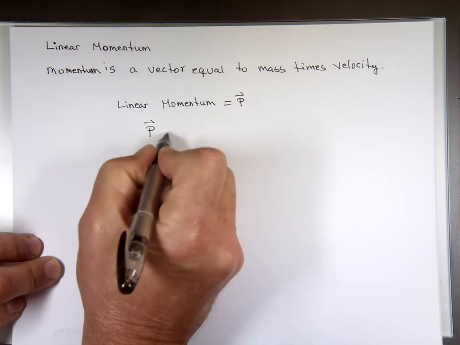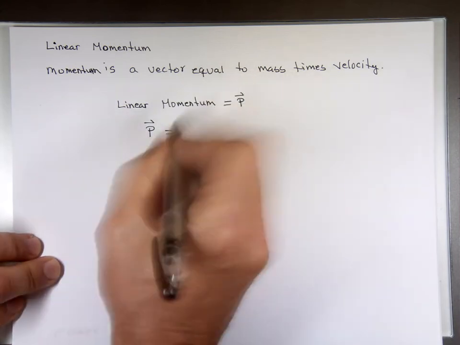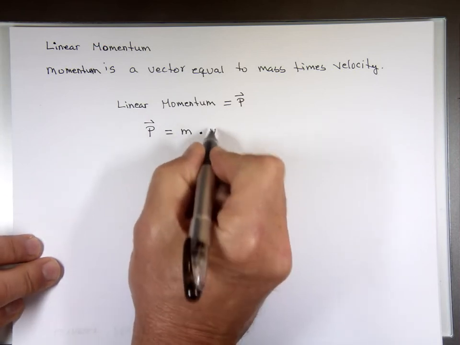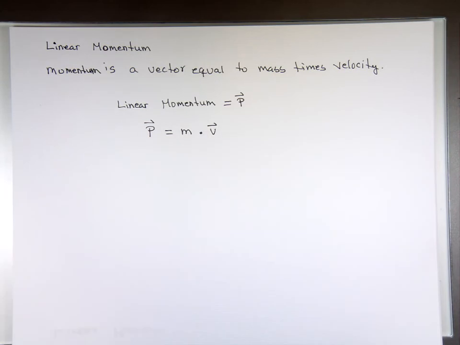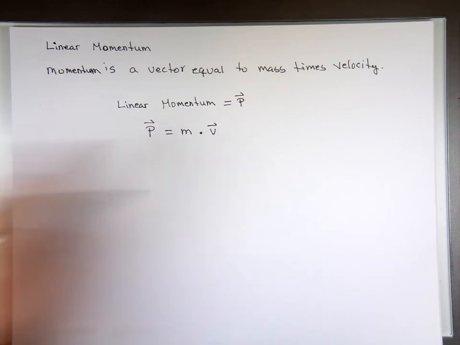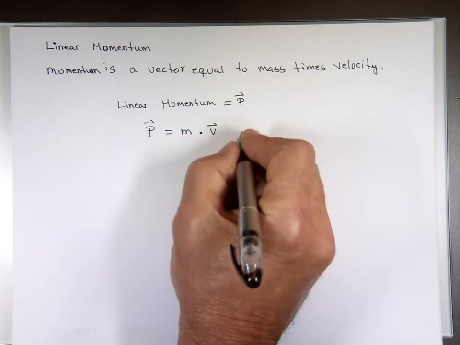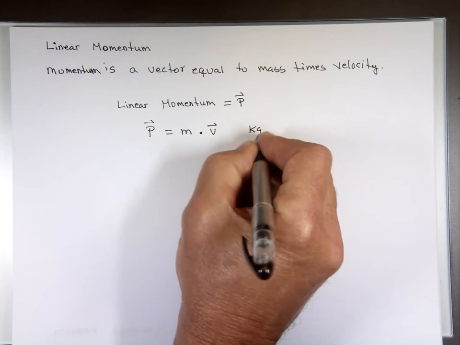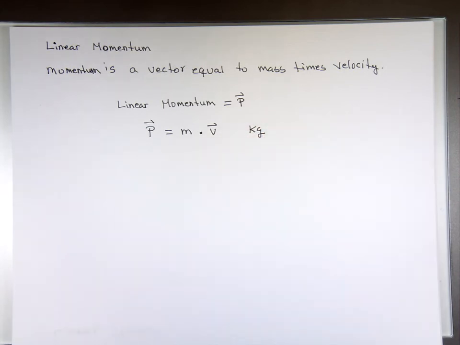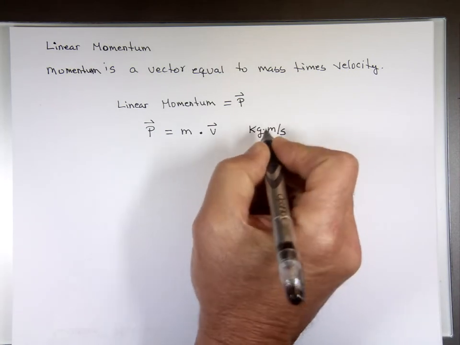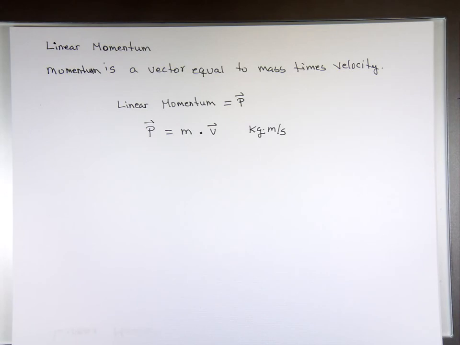So linear momentum, according to that definition, is equal to mass, which is not a vector, times the velocity. The velocity is a vector. So the direction of the linear momentum will be the same direction as the velocity. Now, if we look for the units for linear momentum, what is the unit for mass? Isn't that kilogram? And what's the unit for velocity? It's meters per second. So that's the unit for momentum: kilogram meter per second.